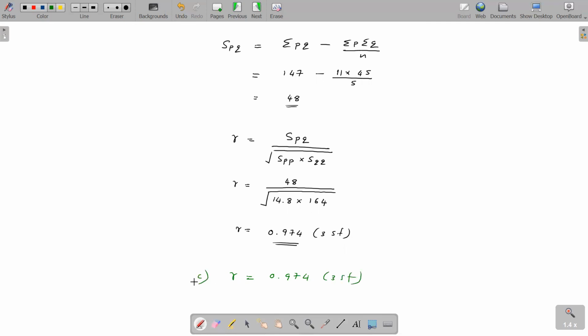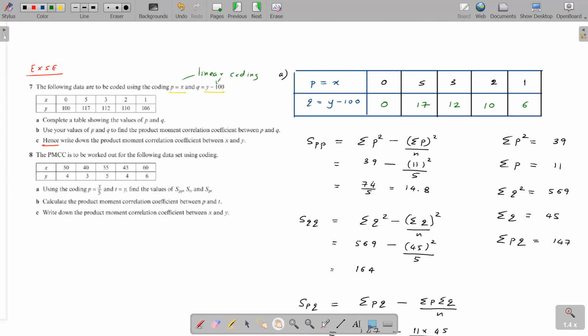This is the part B answer. The R value is 0.974 between P and Q, and the R value is 0.974 between X and Y. You just have to write it. You don't have to do anything else. You just have to write the answer.